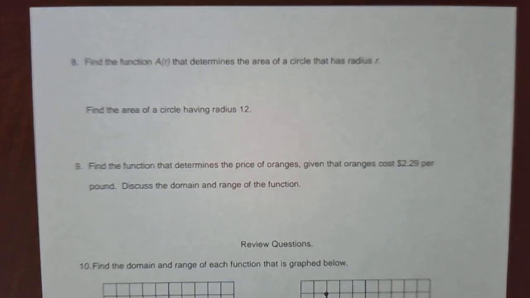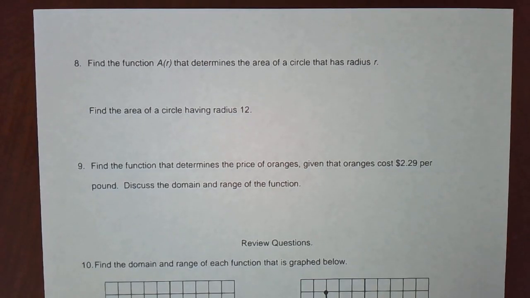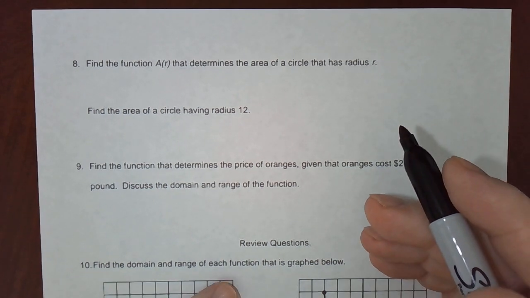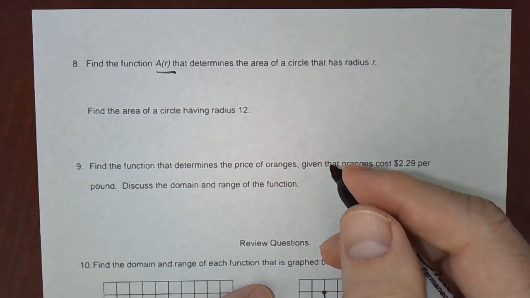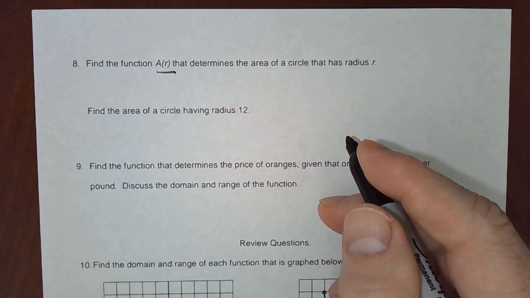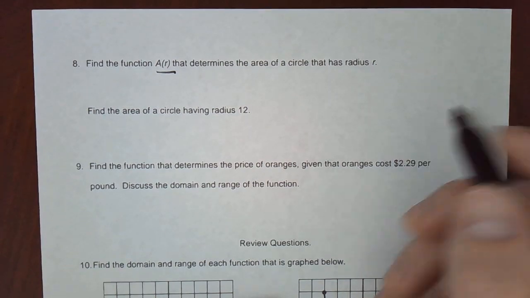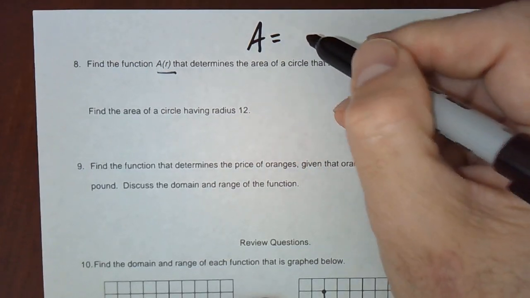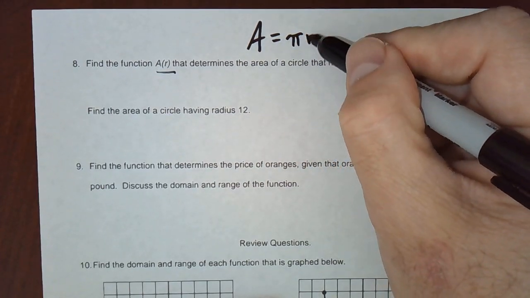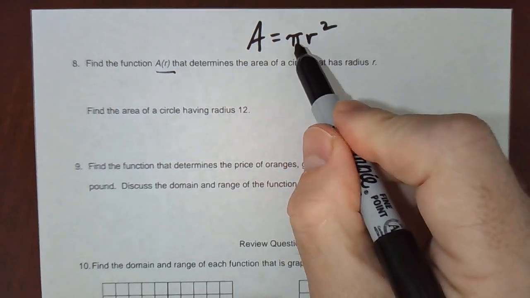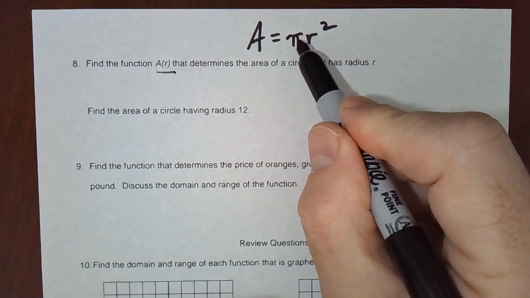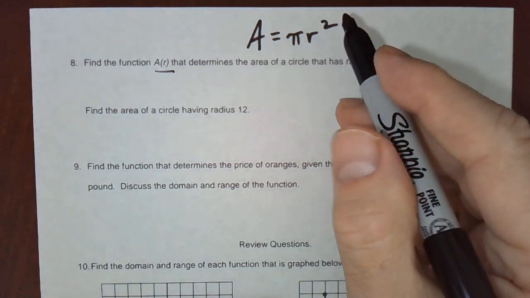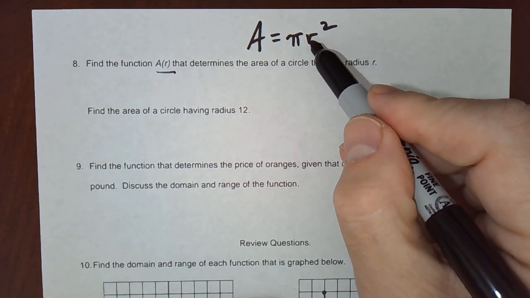As we continue with functions, let's go back to geometry where we learned the area of a circle. The function capital A of r that determines the area of a circle with radius r, you may remember that area equals pi r squared. So pi is just a number. It's just a real number, 3.14159... r is the radius of the circle.